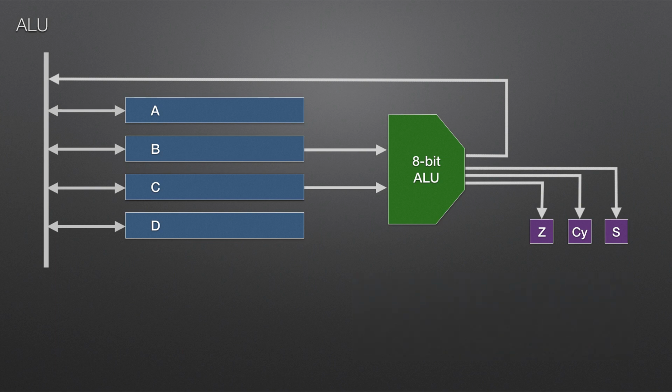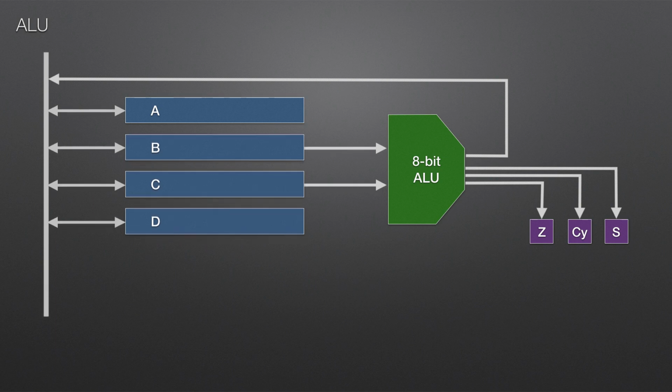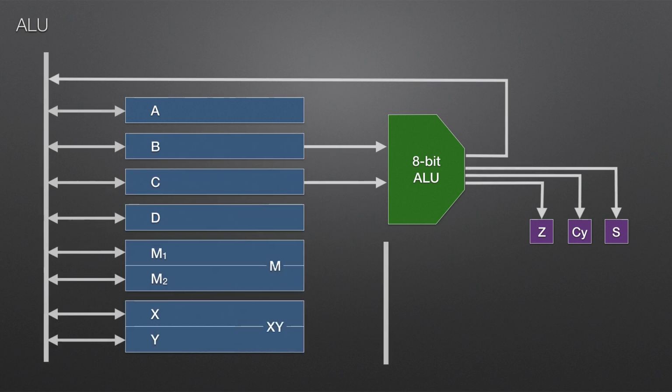Right, so let's go back to the complete diagram again that we've got so far. So far you can see we've got 8 general purpose registers, a data bus, an address bus, and we've got the ALU.